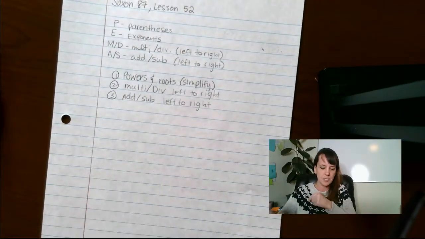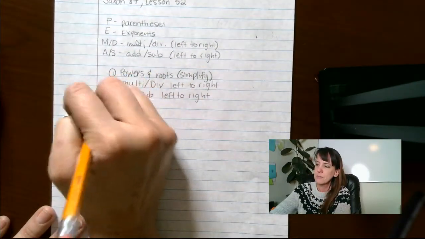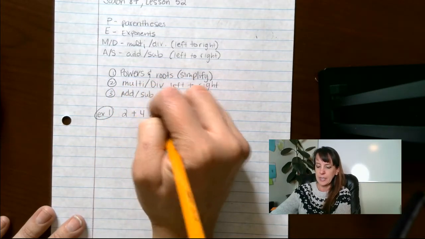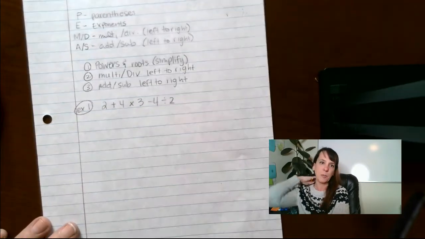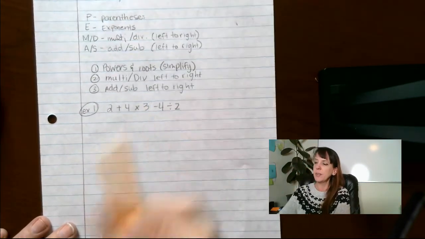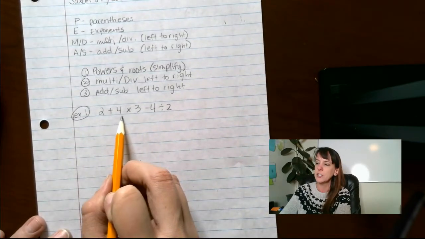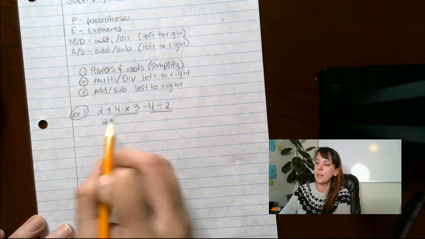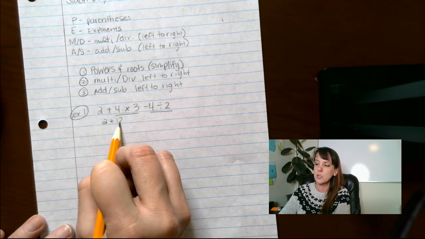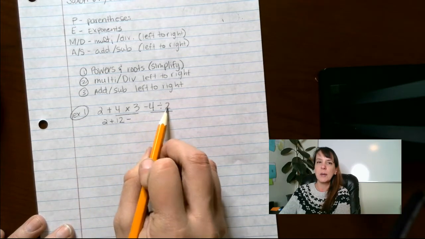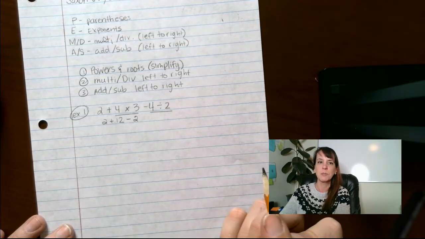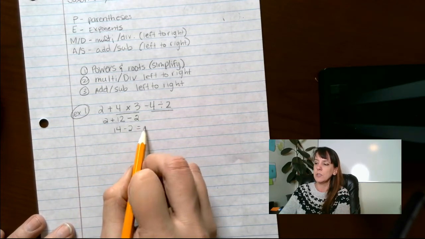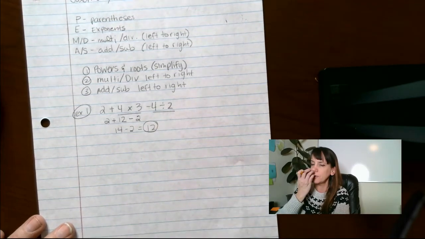All right, so let's start with example number 1. 2 plus 4 times 3 minus 4 divided by 2. You always write the entire problem down, okay? Now we don't have any powers and roots, so we're going to do our multiplication and division in order left to right. Do this guy, and then this one. So now we have 2 plus 4 times 3 is 12, minus 4 divided by 2, which is going to be 2, okay? So now we have 14 minus 2, which equals 12.